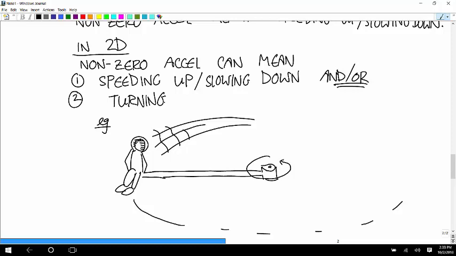And that change in direction is a change in velocity. The velocity vector is changing. The velocity vector is this way at that instant, and over here it's this way. And that rapid change in direction is an acceleration. So you can get really high g-forces.